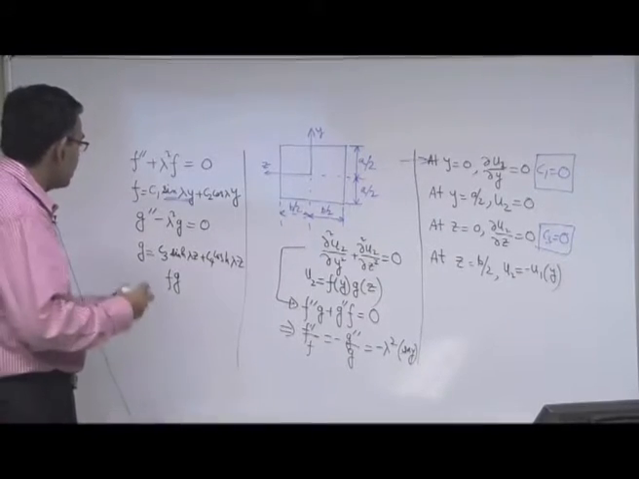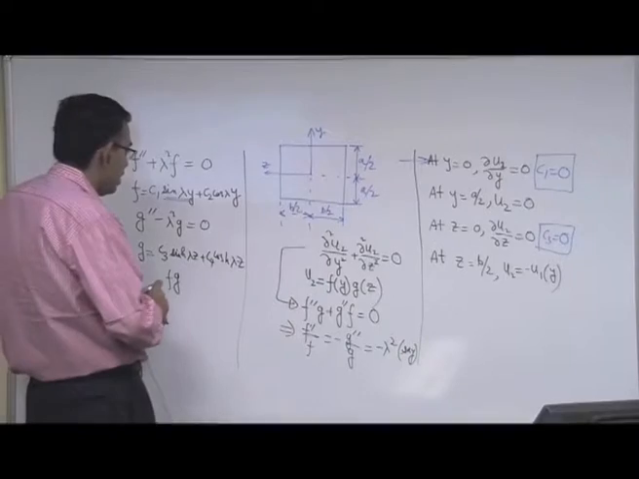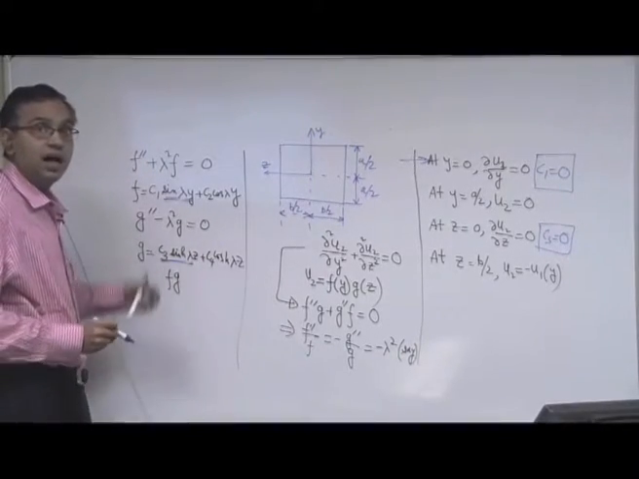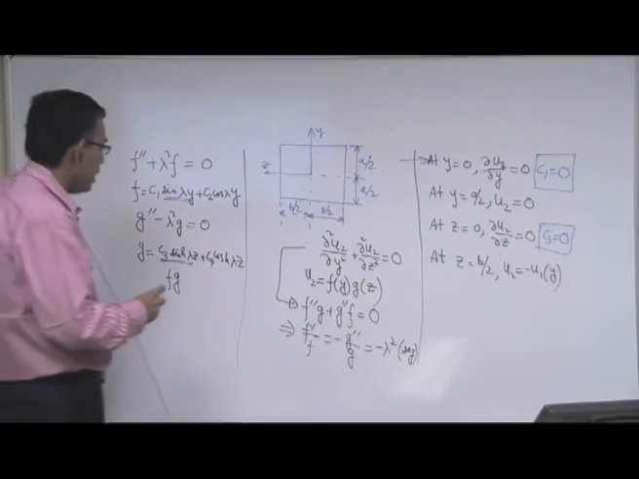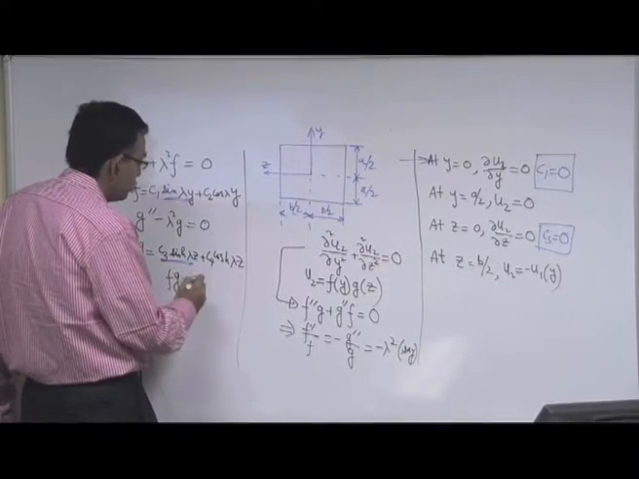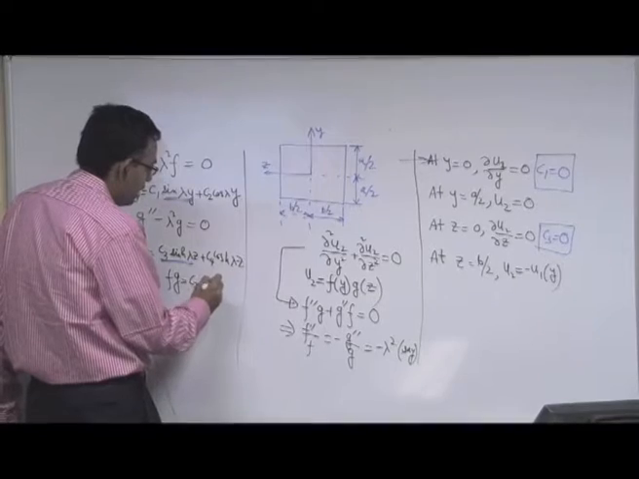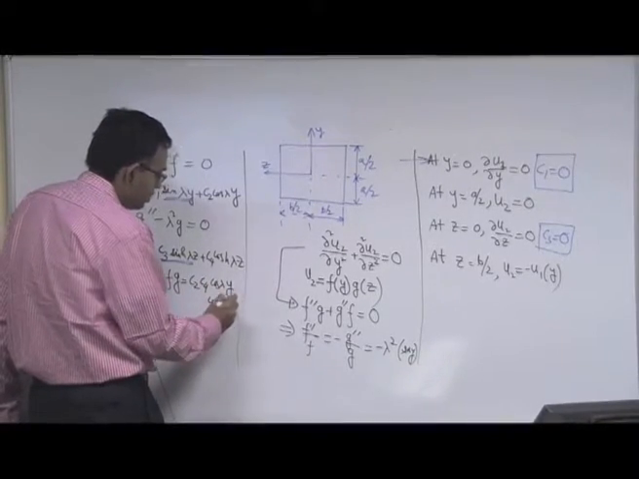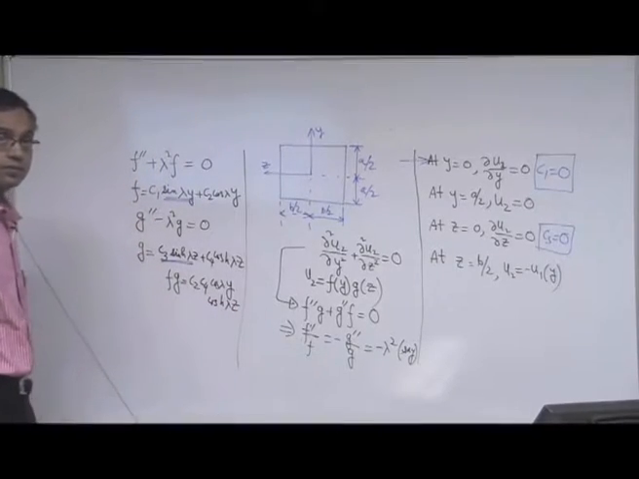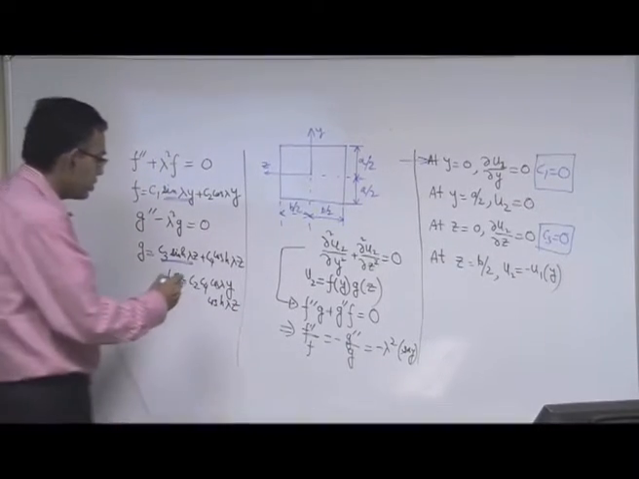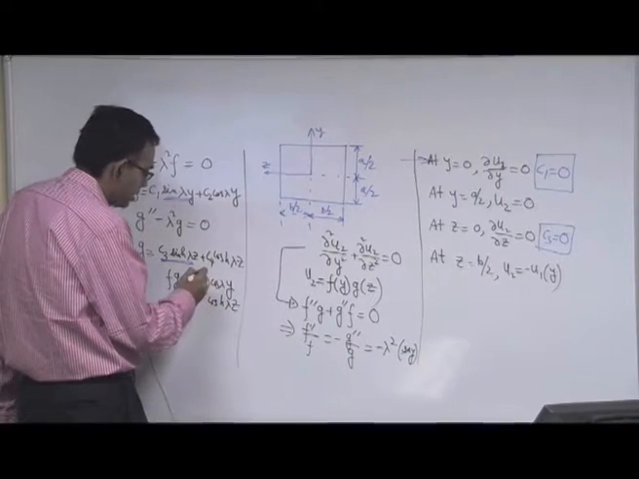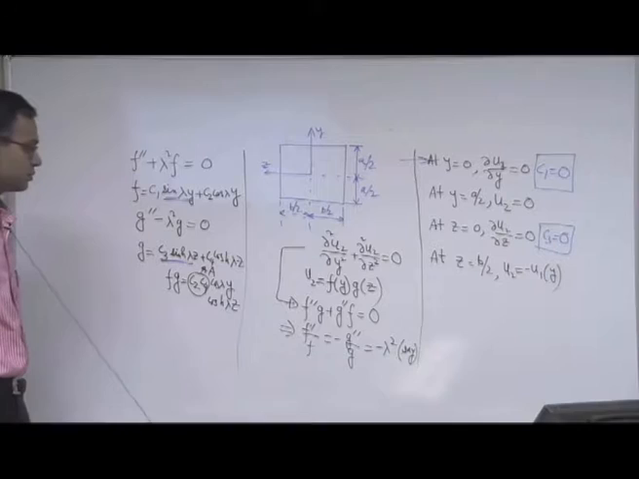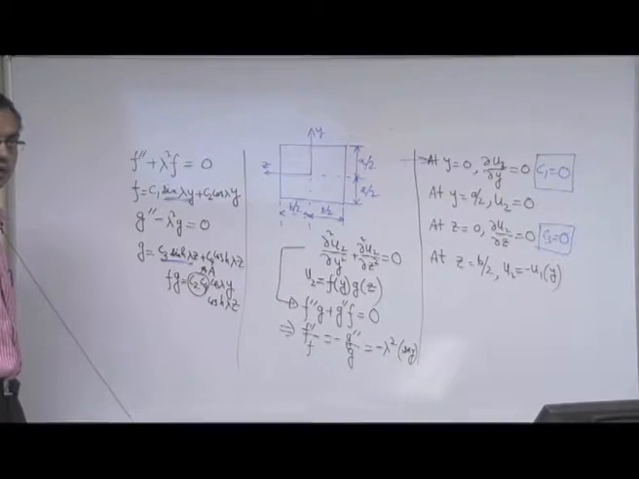So that means you get f into g. Now you have these two terms which are underlined here are 0. So you have f into g is equal to C2 C4 cos lambda y cos h lambda z. This C2 C4 let us call it A, a new constant.